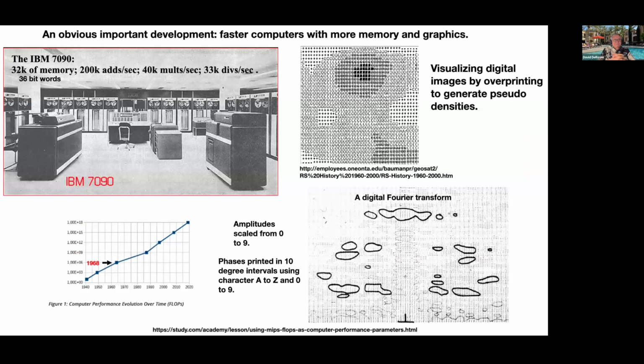Now, when I began with Aaron Klug, this is what we dealt with. This is an IBM 1790. All of our displays were on line printer, by overprinting to produce density and by encoding amplitudes and phases, and then circling lines of constant density. And you can see over here, from when we began up till around the year 2020, there was a 10 to the 12-fold increase in computing power, and this has made an enormous difference.